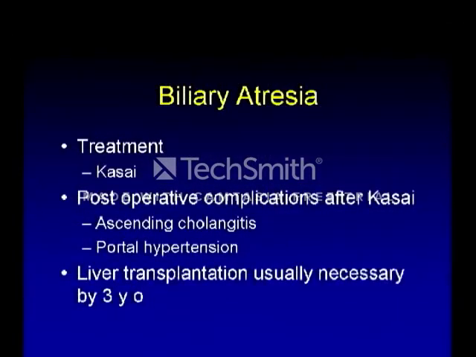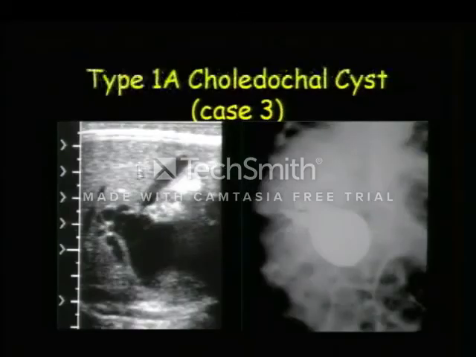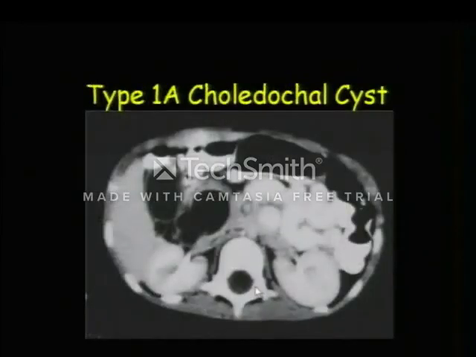This is treated with a Kasai procedure, and we continue to have to image these patients because they get ascending cholangitis, they get portal hypertension, and you need to know all of that. But realize that you look for dilated cystic masses adjacent to a normal gallbladder. Here's a cholangiogram showing a choledochal cyst. Here's a CT where you have the normal gallbladder.